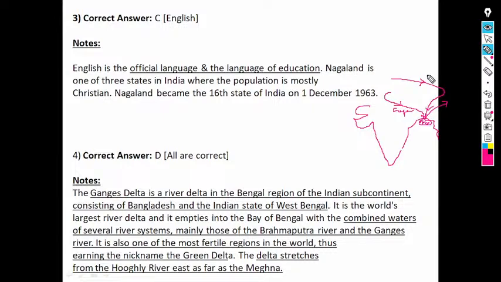This is your river Ganga and this is your Brahmaputra, and this is your delta. The delta of Ganga and Brahmaputra consists of Bangladesh and the Indian state of West Bengal. It is the world's largest river delta, and it empties into the Bay of Bengal with the combined waters of several river systems, mainly those of the Brahmaputra River and the Ganges River.